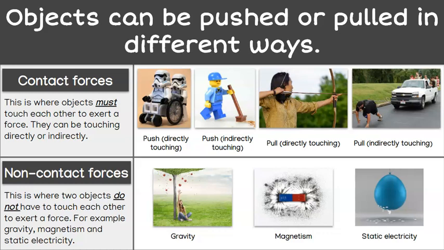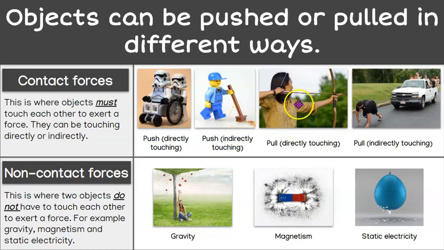Objects can be pushed or pulled in different ways. There's contact forces, so this is where objects must touch each other to exert a force. They can be touching directly or indirectly. So here we have an example where an object's being pushed and there's direct touching here. And here's an example of a push with indirect touching. So the man is sweeping the leaves indirectly through the use of the broom.